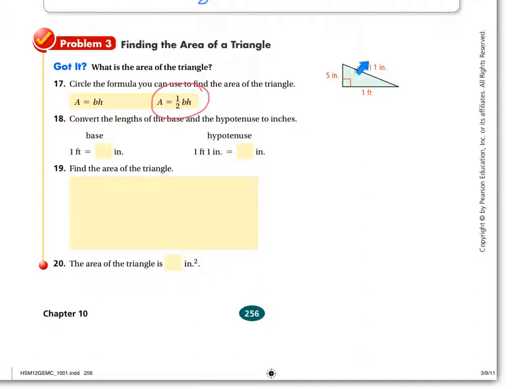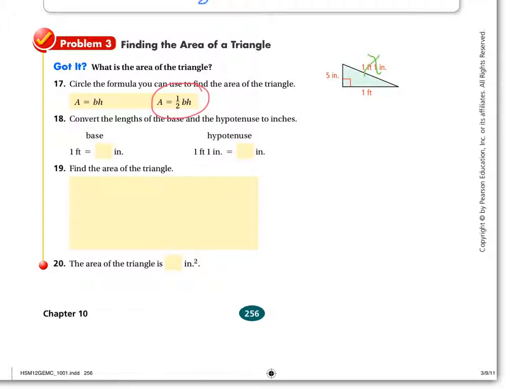You've got to figure out which of these you're going to use because they've given you the 2 legs and they've given you the hypotenuse. The base and the height of the triangle 100% of the time are perpendicular to each other. So what are the 2 perpendicular sides on this triangle? The 5 and the 1 foot. This right here is extra information. We don't need it. But they're going to give that to you to confuse you.